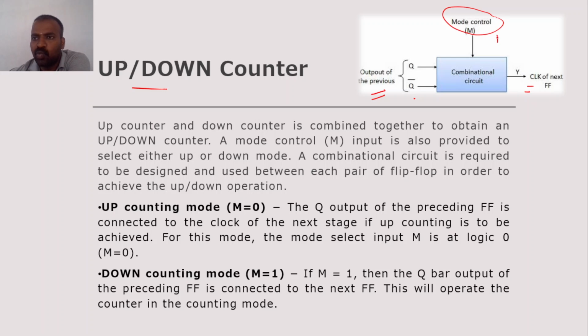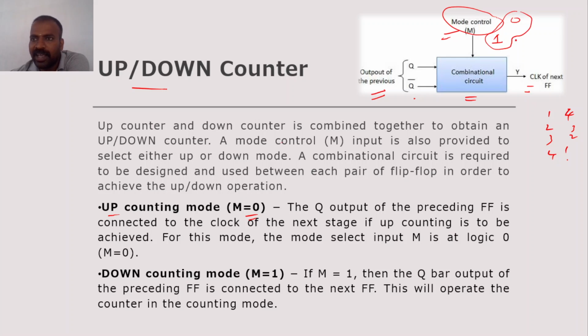If this control is 1, then the counting is going to count in the up mode direction 1, 2, 3, 4, 5. If suppose this control is 0, then it is going to count in down mode direction. Okay. So this control signal is going to decide the entire operation of this sequential circuit. See, up counting mode when m is equal to 0.